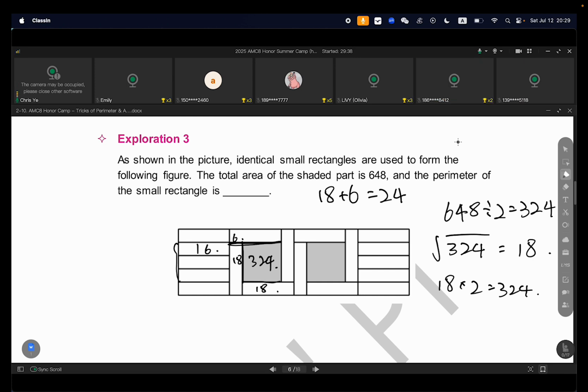So this concept is a bit easier than the last one because it didn't require that much trickery. But now let's move on to a practice problem.